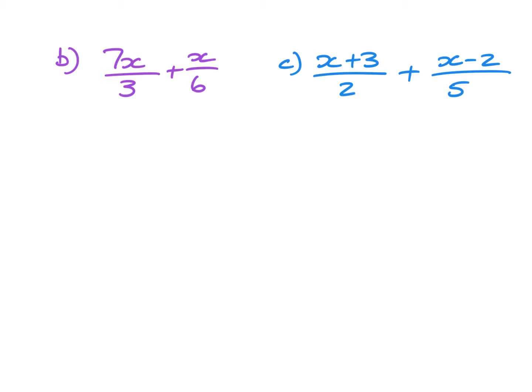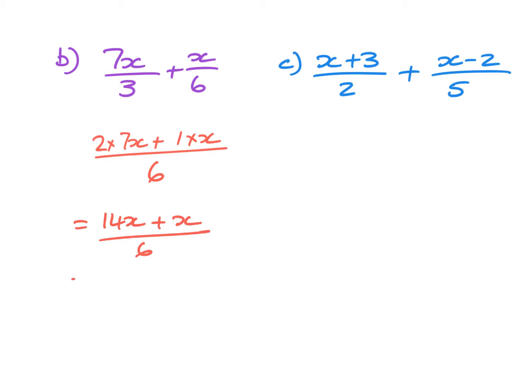Let's look at B. Well, I can see that 3 and 6, my lowest common denominator here, is actually going to be 6. 3 goes into 6 twice, so it's 2 multiplied by 7x, plus 1 multiplied by x. I then end up with 2 multiplied by 7 is 14x, plus x all over 6. Therefore I have 15x all over 6, and that would be my answer.